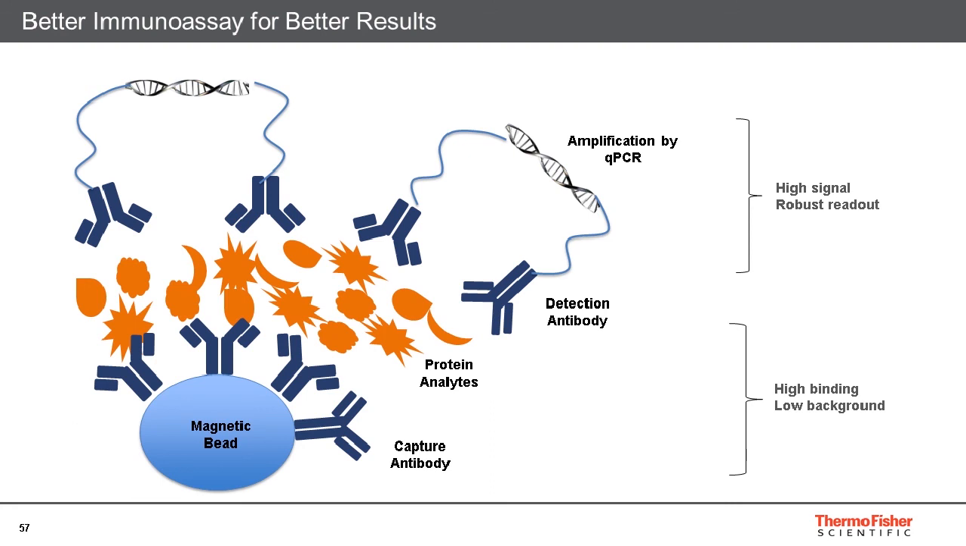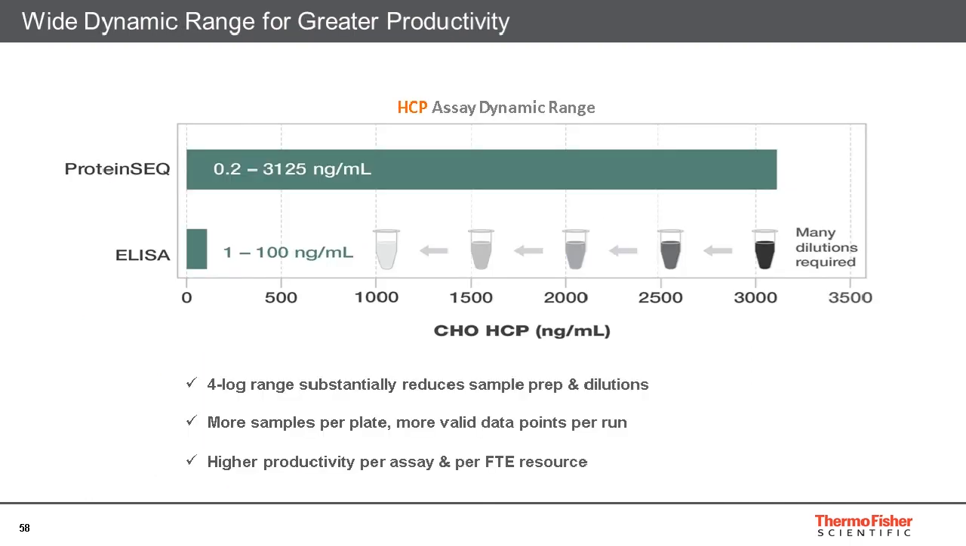In the area of protein impurities, such as host cell proteins, you may want to hear about Protein-seq, which is a successful hybrid of ELISA and qPCR technologies. And what does it do better than ELISA? It allows you a far broader dynamic range.